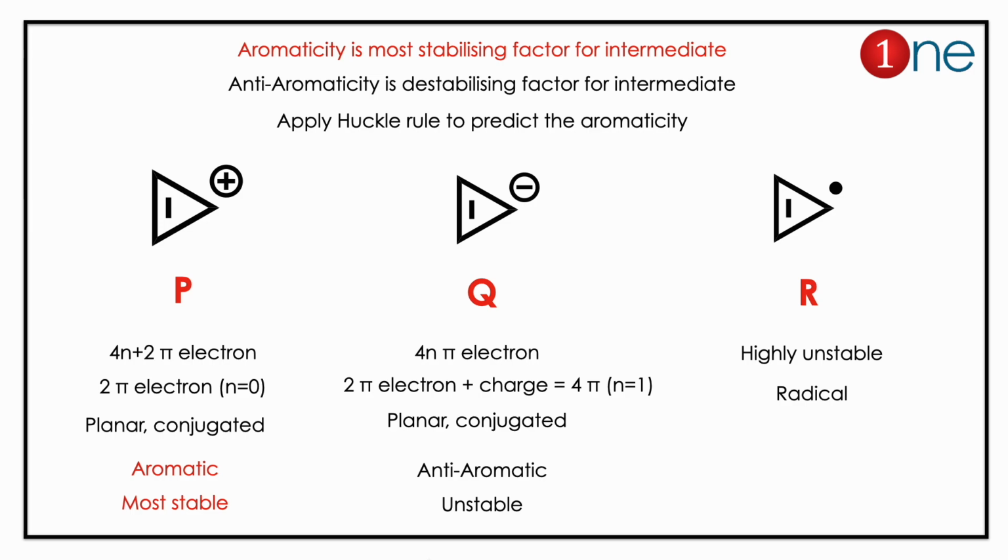Q is a 4n pi system because of 2 electrons from the anion. So totally it has n equals 1 with 4 pi electrons. So it is anti-aromatic, highly unstable. Then if you look at R, it is unstable because it's already a radical, and doesn't have any special stability. The concept we outline here is that aromaticity is the most stabilizing factor in the intermediate system.